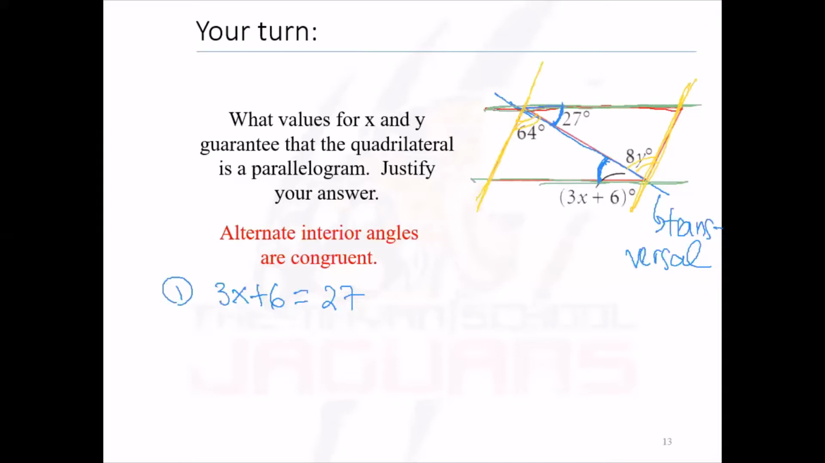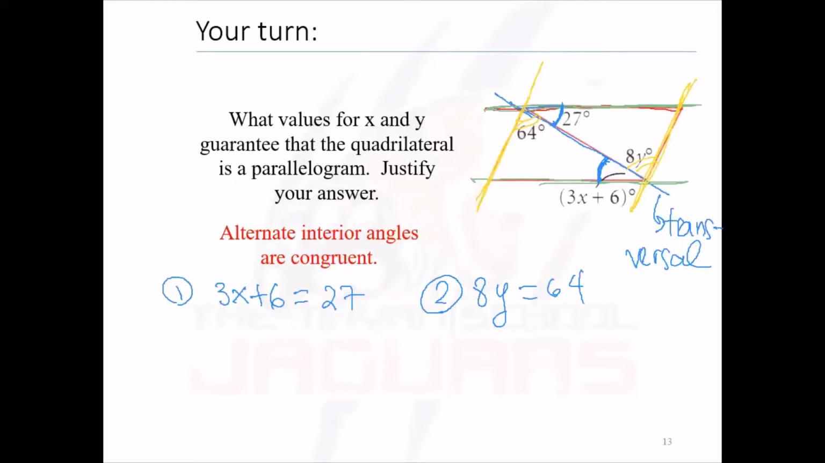So what we need in here, guys, is the same idea that I did in the first one. I need to prove that these angles in yellow, 64 and 8y, are also congruent. So alternate interior angles must be congruent. So I said 8y equals 64. Now, let us solve both equations.